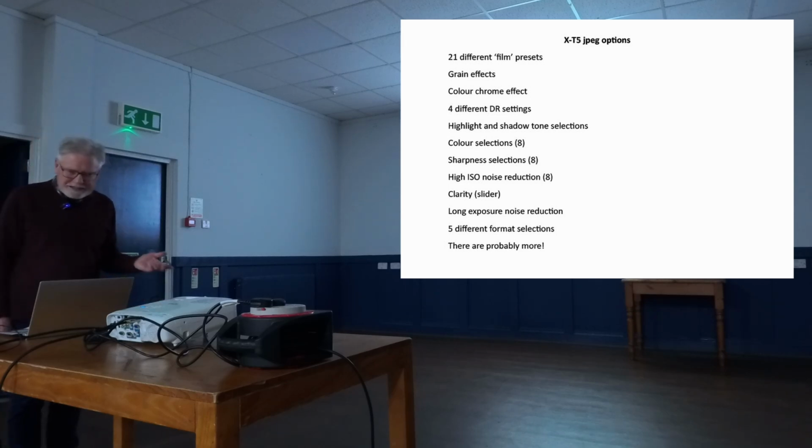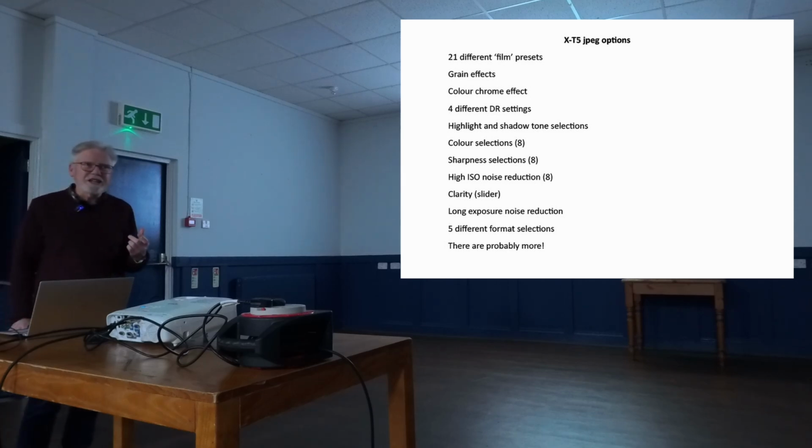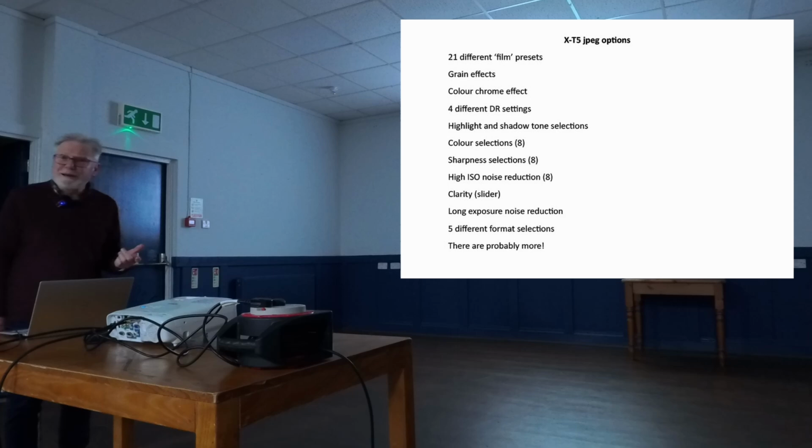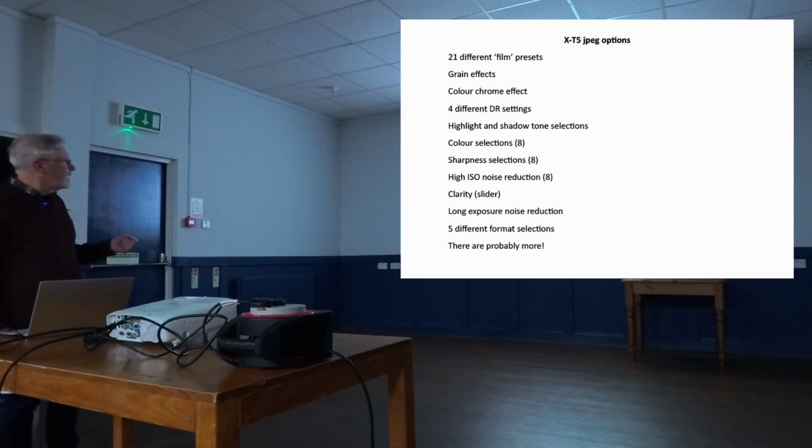Now, my camera, the X-T5's got lots of buttons on it, and you can program them to do different things. So that is useful, but you've got to remember that you can easily press a button when you don't mean to do it. So anyway, that's getting into the nitty-gritty. Now I've put here X-T5 JPEG options.